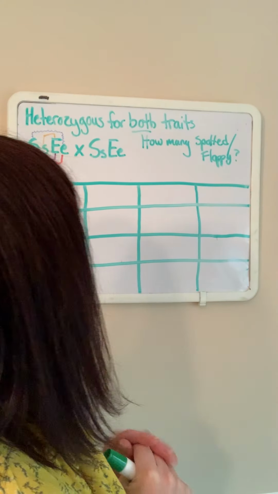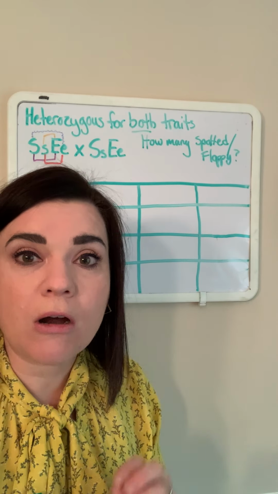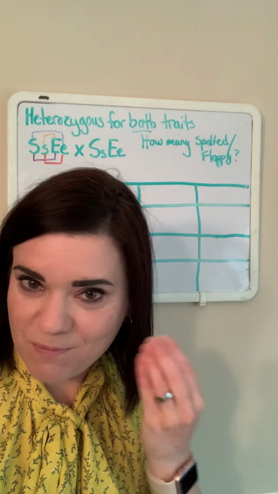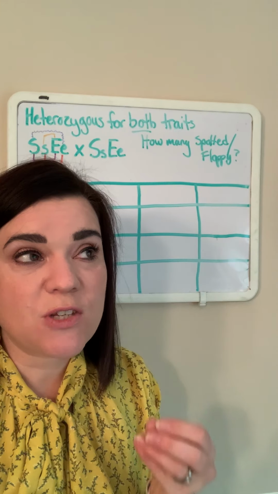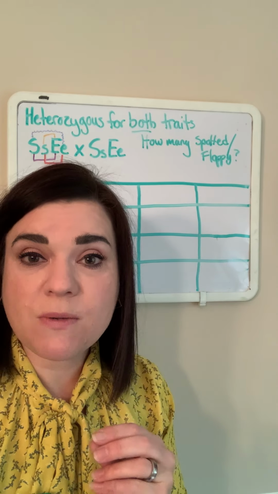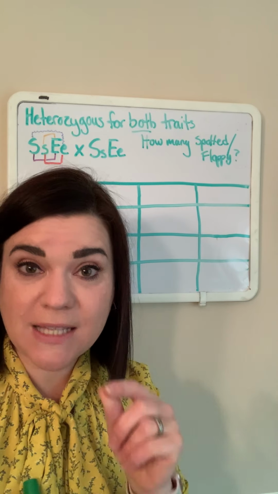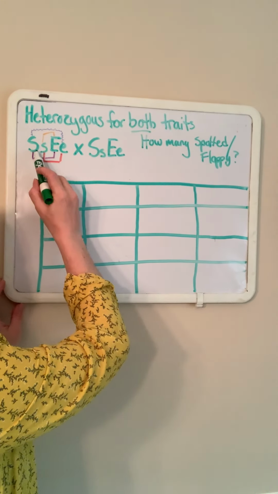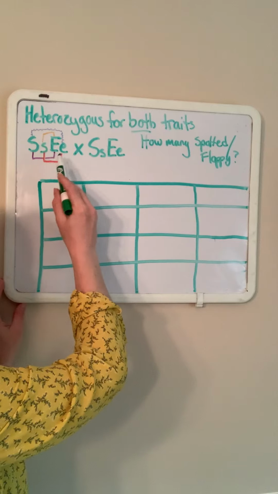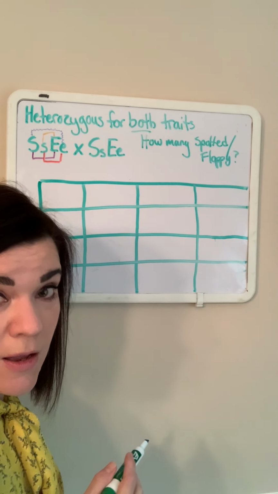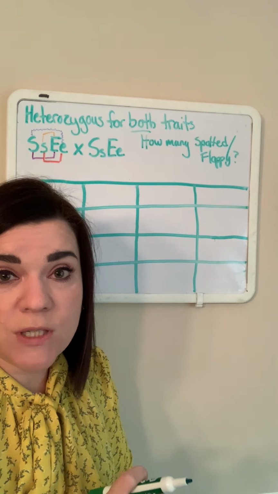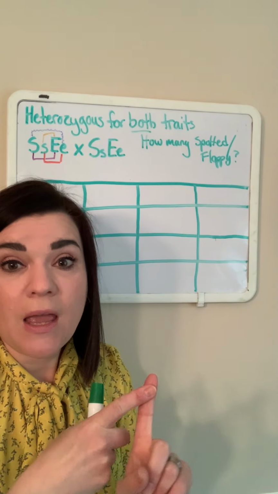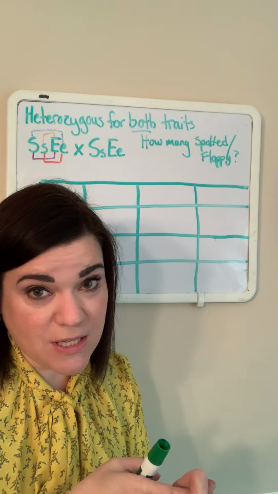So in the problem, it says that both parents are heterozygous for both traits. Hetero means different, right? So that means for each of those traits, they're going to have a capital letter and a lowercase letter. That's heterozygous. So their genotype, which is the letters, is going to be capital S, lowercase s, capital E, lowercase e. And it says that both of them are heterozygous for both traits. So both parents have the same genotype. That means they have the same phenotype. They look the same as well, right?